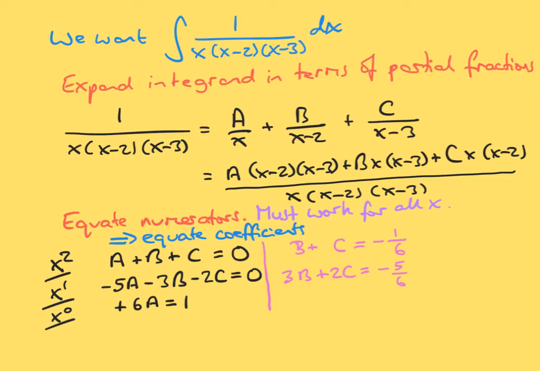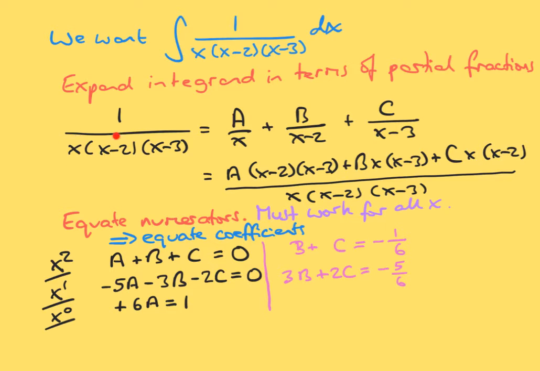And I'm going to write it, therefore, as a constant whose value I don't yet know, divided by x, plus another unknown constant divided by x minus 2, and a third unknown constant divided by x minus 3. And what we want to do is to find out what are the values of a, b, and c that make this work for all values of x.